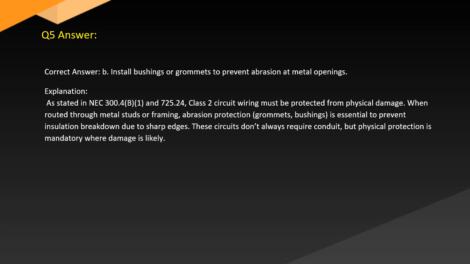Explanation. As stated in NEC 300.4(B)(1) and 725.24, Class II circuit wiring must be protected from physical damage when routed through metal studs or framing. Abrasion protection, such as grommets or bushings, is essential to prevent insulation breakdown due to sharp edges. These circuits don't always require conduit, but physical protection is mandatory where damage is likely.